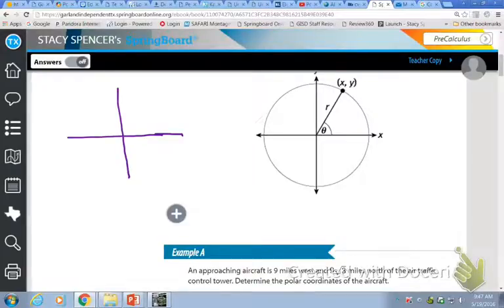So if we go 9 miles west and 9 square root of 3 miles north, that would put us over here in quadrant 2. So going west, 9 miles west, and then our 9 square root of 3 miles north, we're going to be up here. So I'm going to draw in my triangle, and so I know that this is 9 square root of 3.